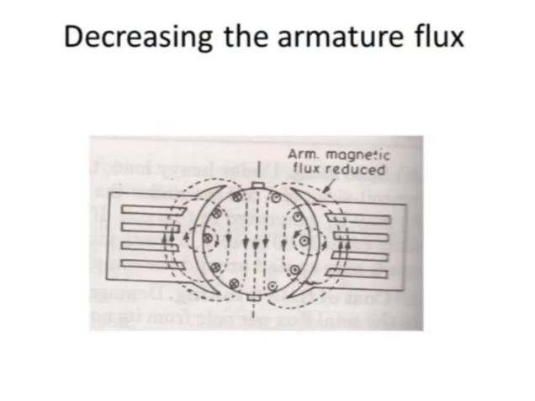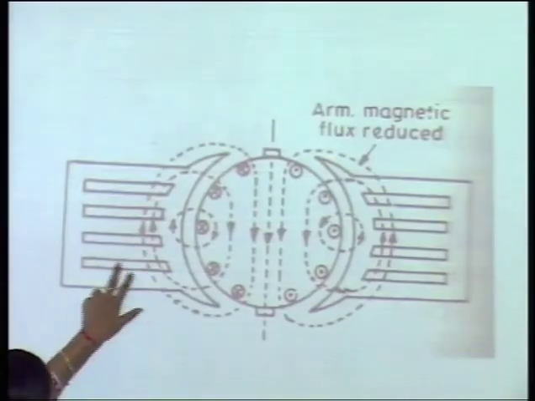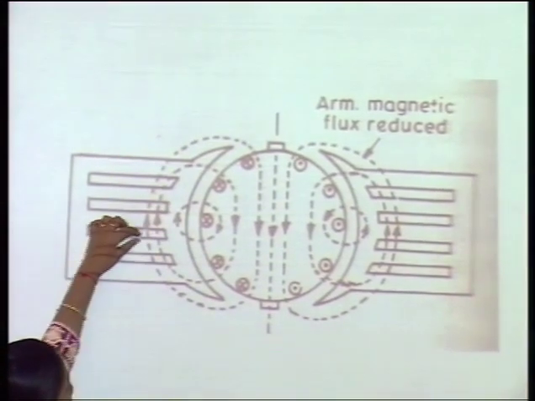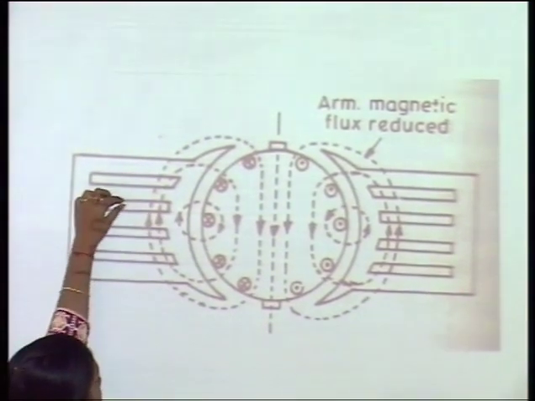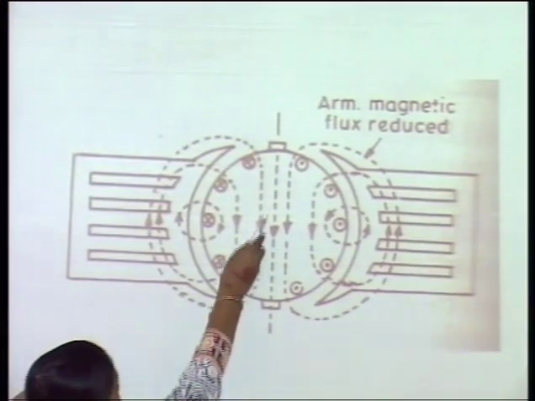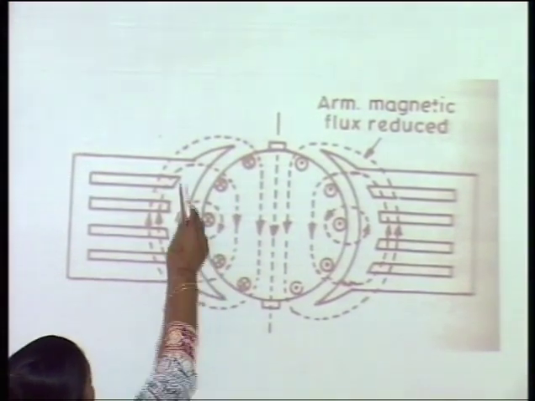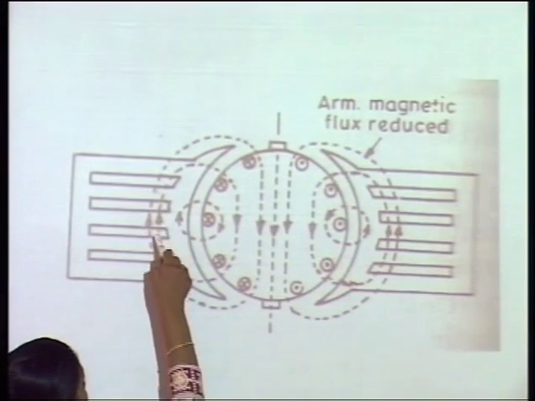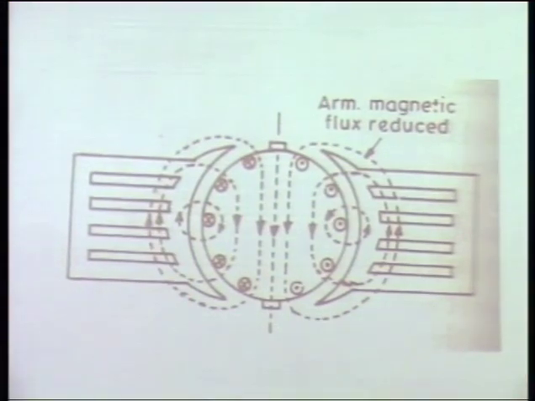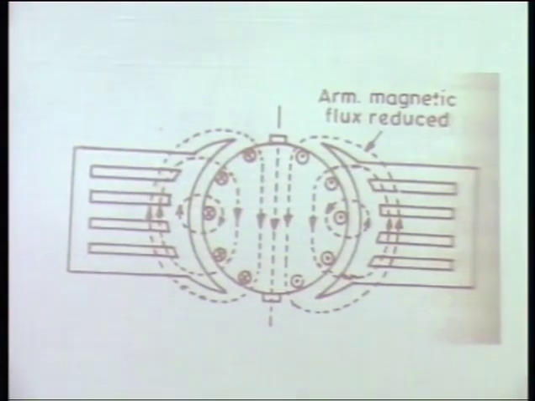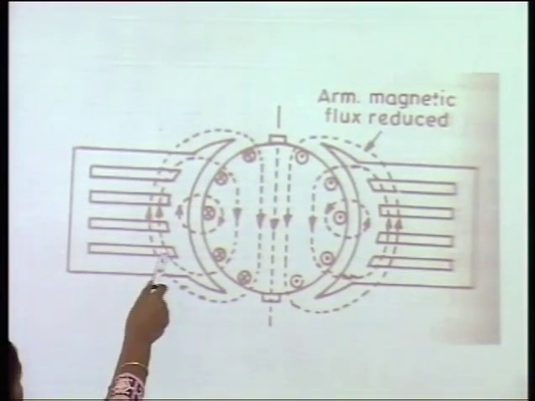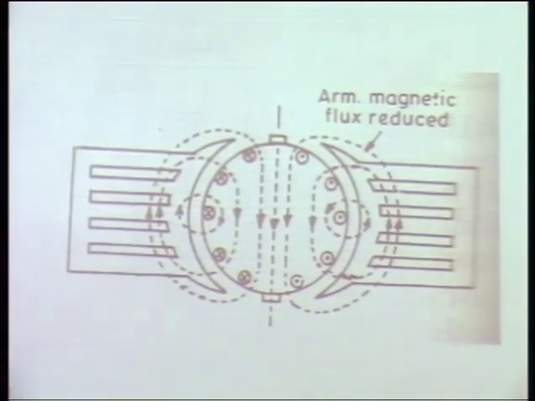Then the second solution is decreasing the armature flux itself. So, how can the armature flux be decreased? These are the punched poles, the air gap is existing between these poles. Now, when the armature flux completes its path through this, this air gap will increase the reluctance of the path and further the magnitude of flux will be decreased. So, the armature flux can be decreased by using this punched pole construction. This is the second solution.